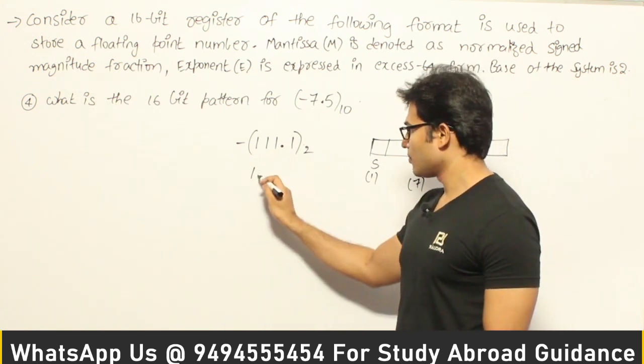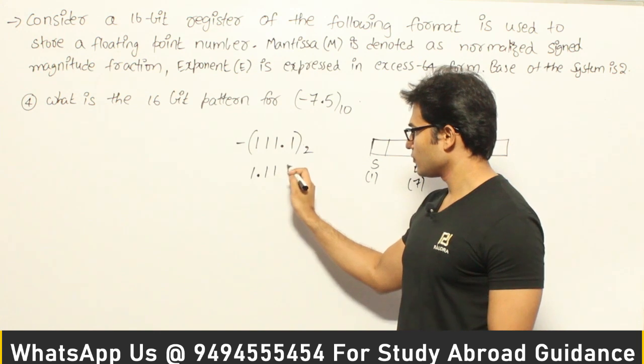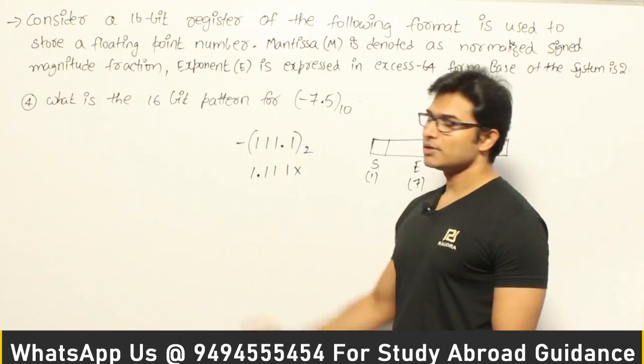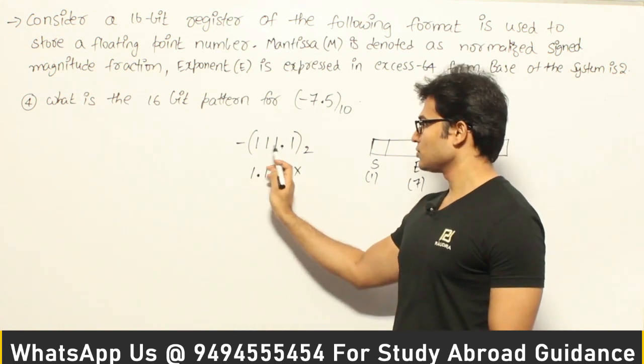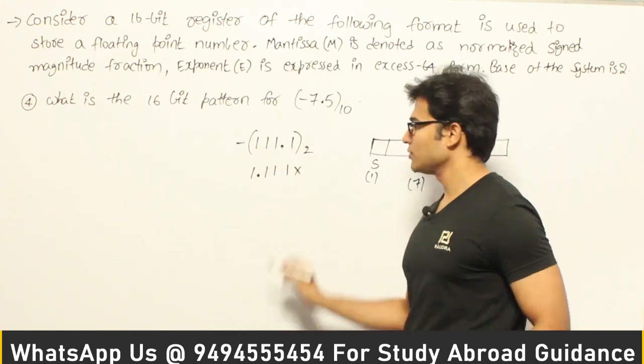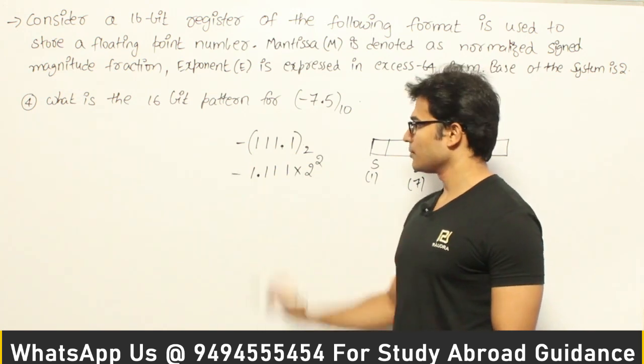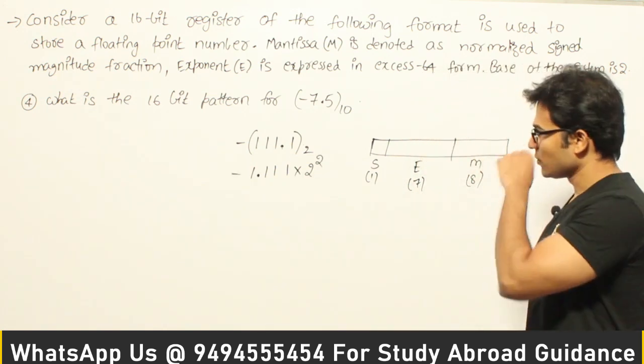So 1.111 into... since we have decreased the number, whenever you are moving this to the left side, we are decreasing the number, right? So increase it by 2. So this is the number we have to represent. Now what is going to be the sign?